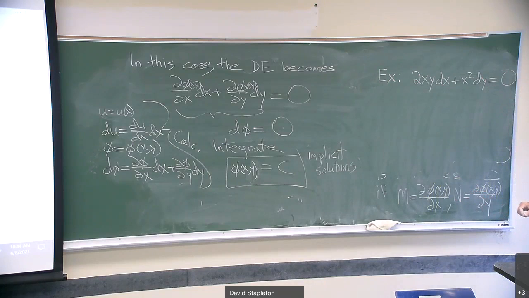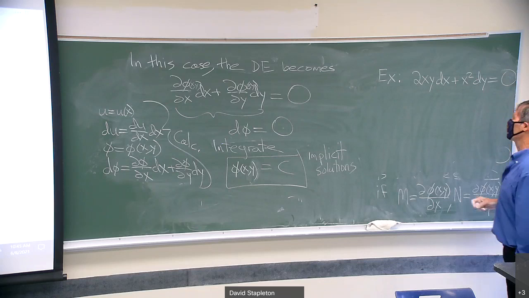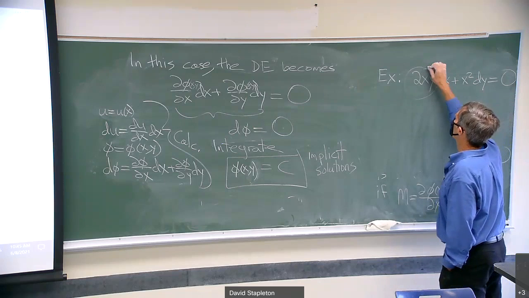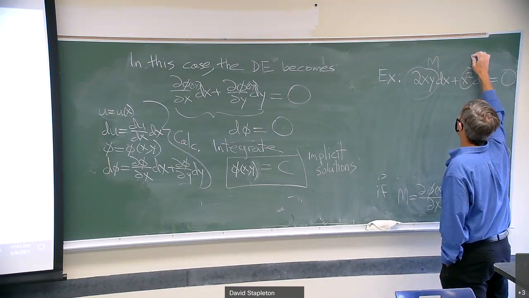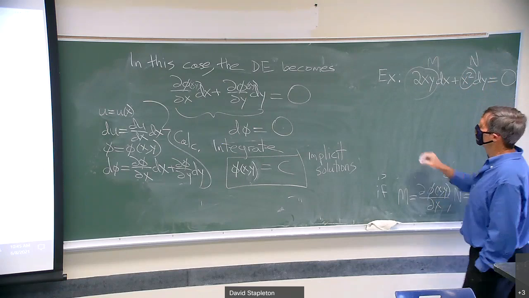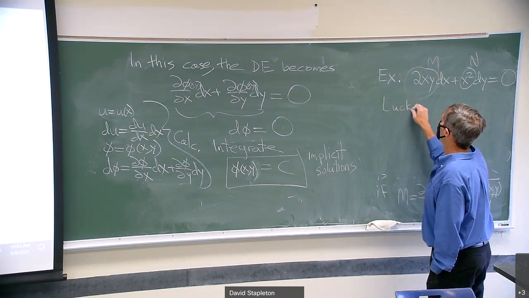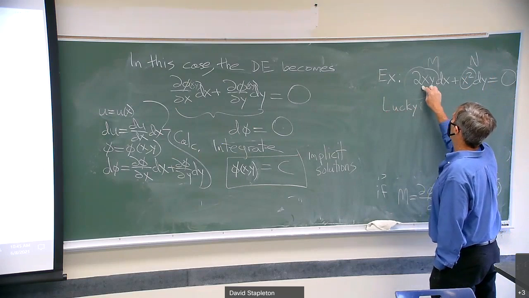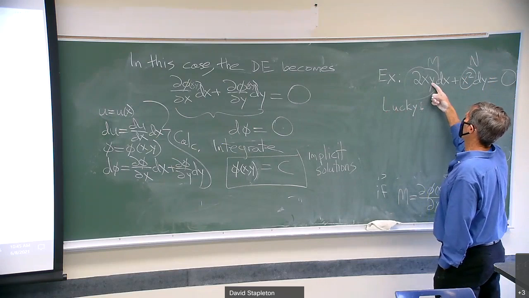This one actually can be rewritten as a linear equation, I think. It might be separable too. You can divide through by x immediately and make it easier, but it's just a simple example. So now if you write this differential equation, this is M and this is N, what's the solution? Well, if we're lucky, this is the partial derivative of some function.